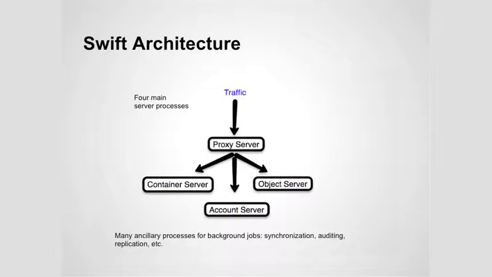The proxy server then talks to the account server to authenticate a request if it has authentication tokens. It talks to the container server if it needs to get a listing of objects, a listing of files. For example, when you do an image purge, it needs to find a list of all of the thumbnails in order to delete them. Or the object server in order to actually fetch an object.